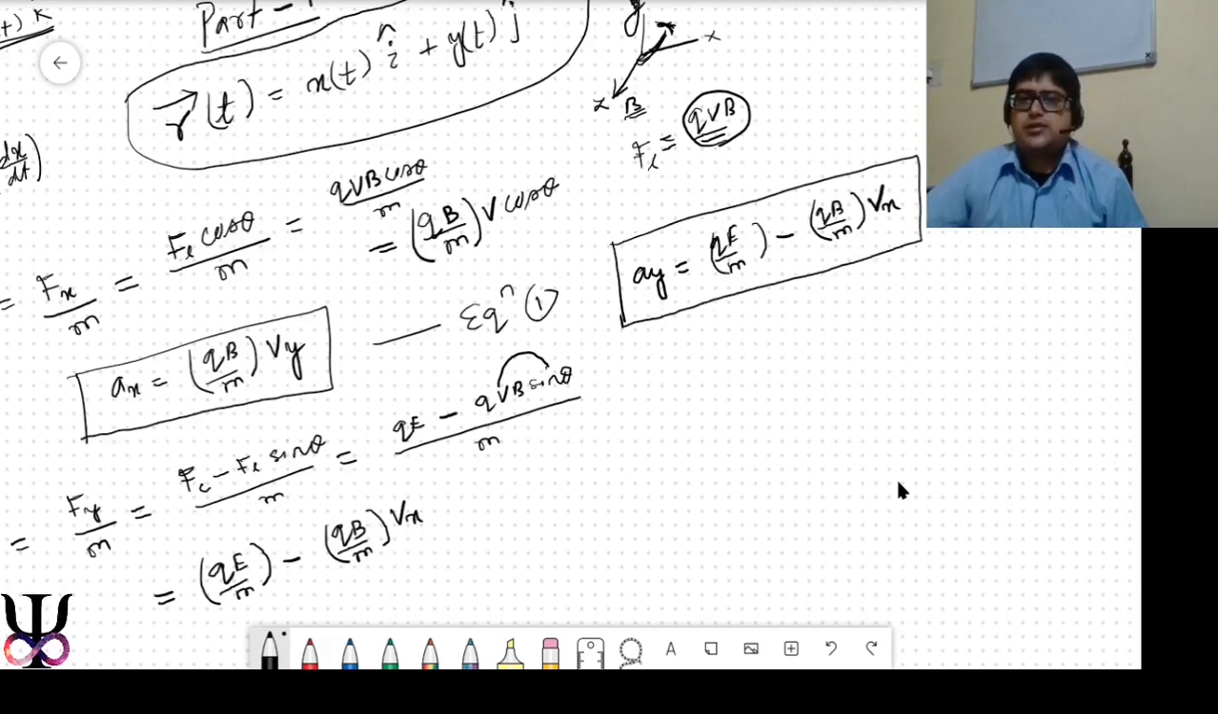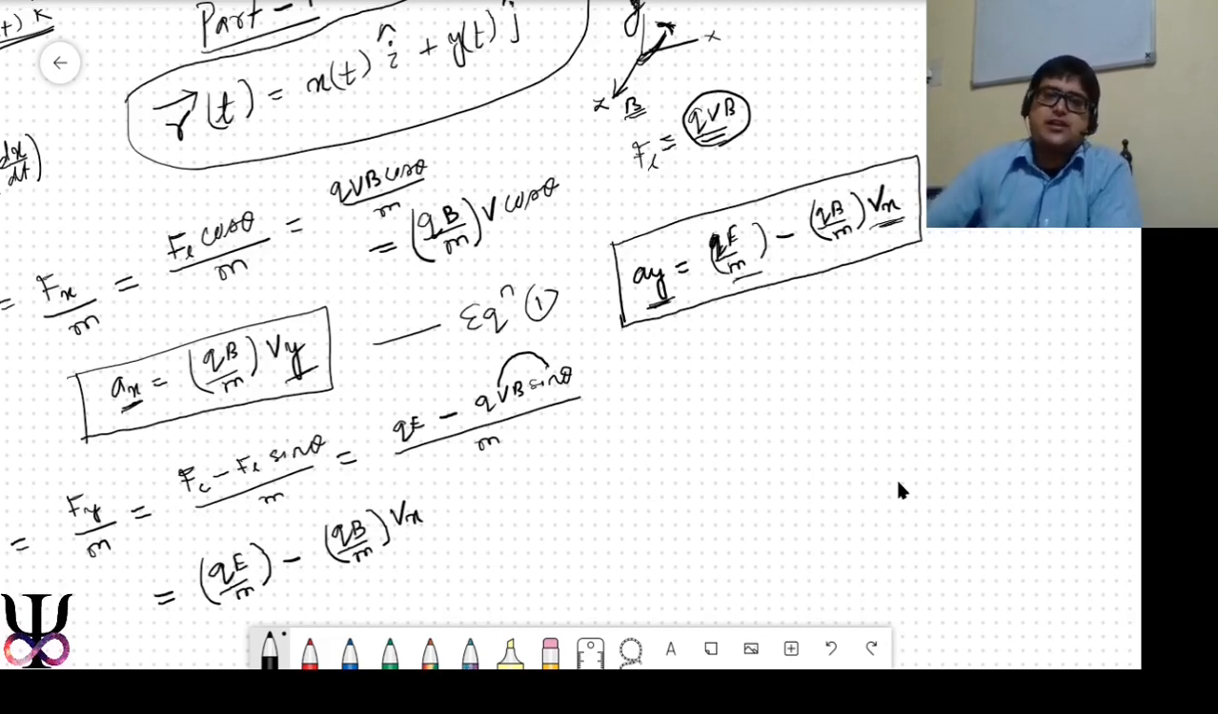And label it as equation 2. Okay, now we know that this is here. The problem is that the acceleration along the x-axis depends on the velocity along the y-axis, and the acceleration along the y-axis depends on the velocity along the x-axis. This is a constant. So that's a problem.